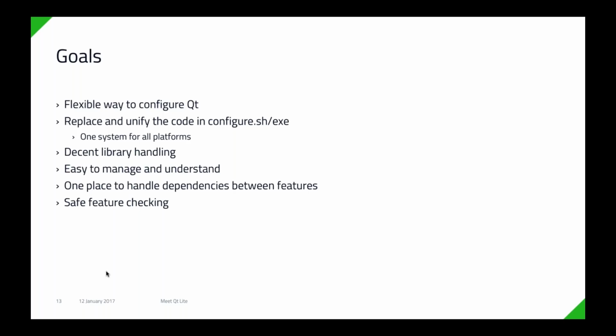And also switch transparently between linking that external library dynamically or using a built-in version that we might have in Qt. The system should be easy to manage and understand so that we can really build upon it and extend it as we now move forward, to include more and more features and make it more and more fine-grained, so that you can really configure Qt exactly to what you need. It should also encode the dependencies between all these different features in one place.